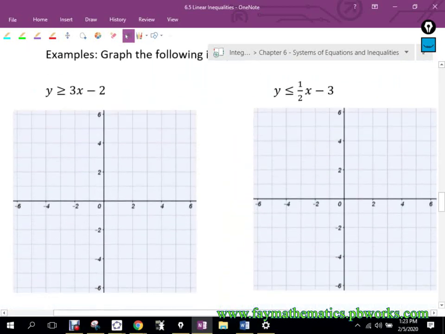Let's do one more. You guys do the one. Actually, do the second one, the one there on the right. 1/2 x minus 3. Yep.